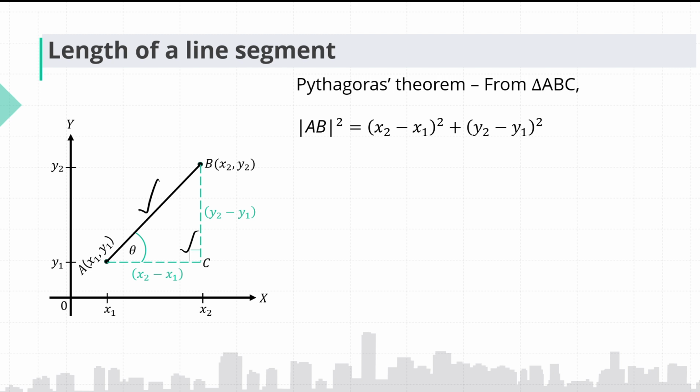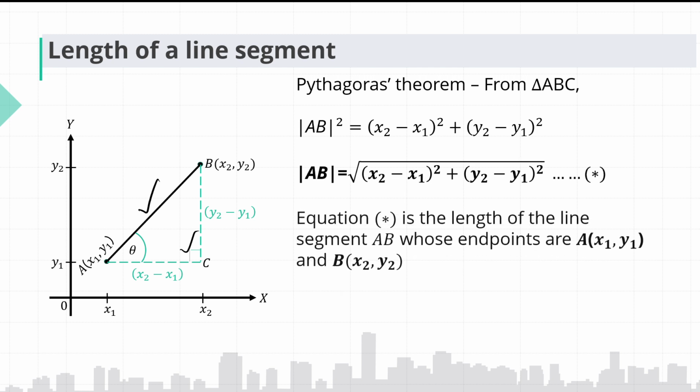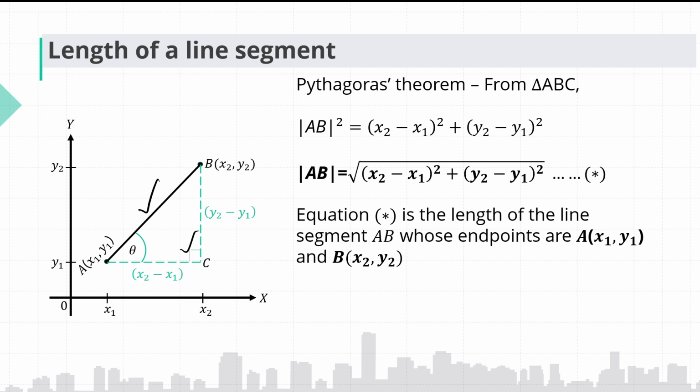And so the square of the hypotenuse AB is equal to the sum of the squares of the other two sides. Now when we take the square root of both sides, our formula becomes this way. This equation star is the length of the line segment AB, whose endpoints are A and B.